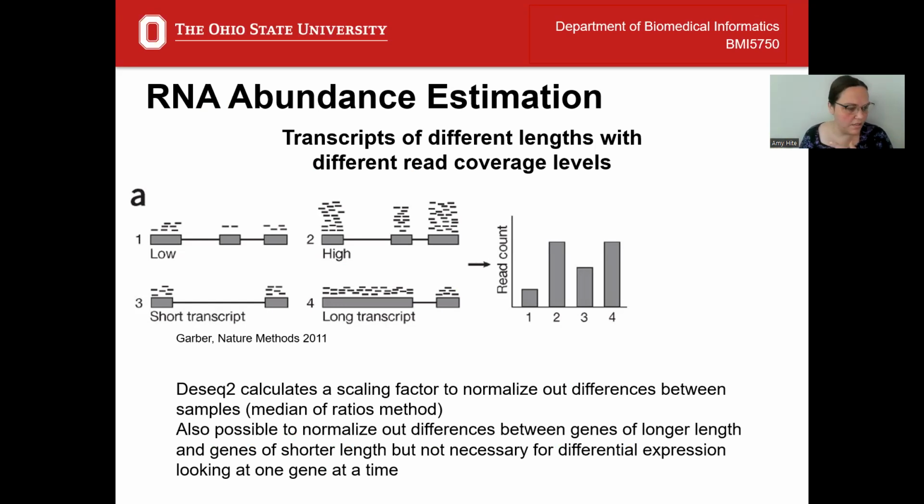And that's what you might hear about as FPKM, fragments per kilobase of gene length per million reads per sample. So that's normalizing for the length of the gene and the depth of the sample. You also might hear about transcripts per million, and that also normalizes length of gene and coverage of sample. But in our case, we are only caring about coverage of sample, and that's what DESeq2 normalizes for.